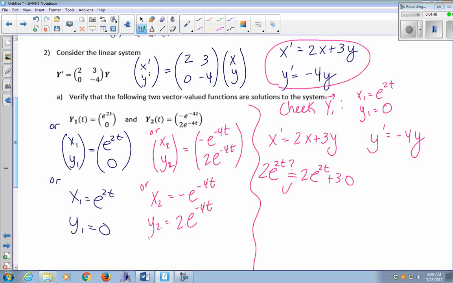Now I have to check the other equation, y prime. So if y is 0, what's y prime? 0 still, right? Derivative of 0 is 0. So y1 is 0. I'm plugging in its derivative here, 0 equals negative 4 times y, which is 0. Is that a true statement? Yes. Okay, so y1 is a solution. It satisfies both equations of the system.